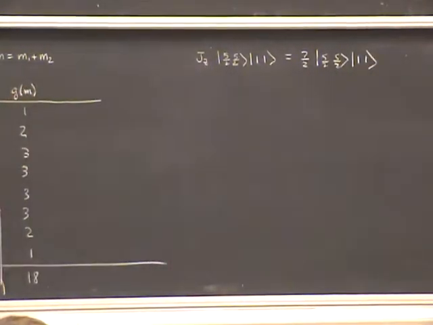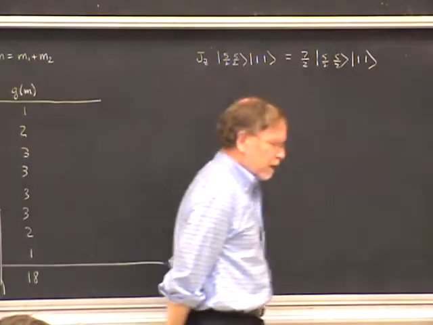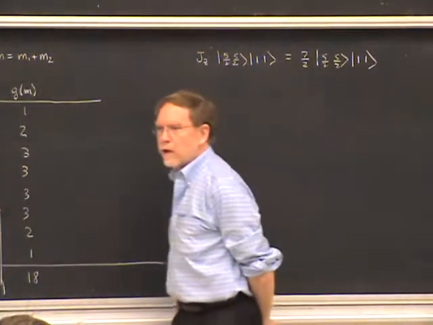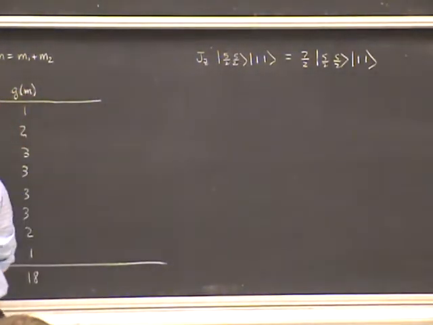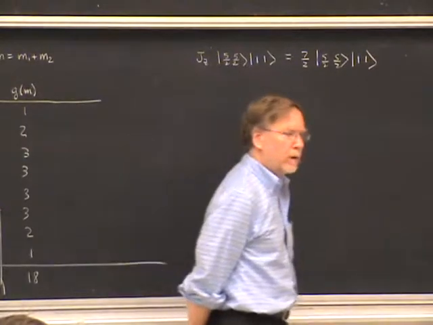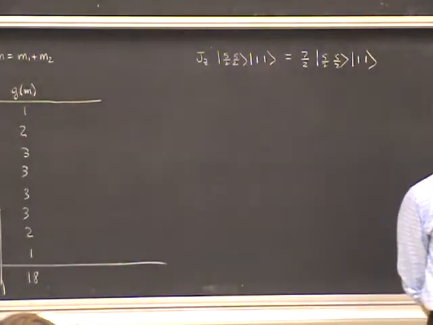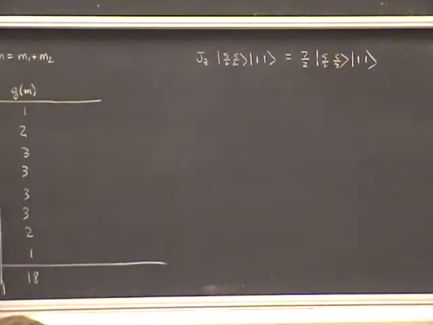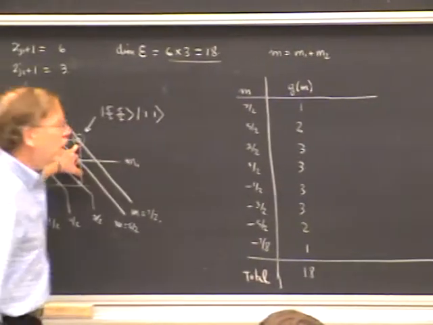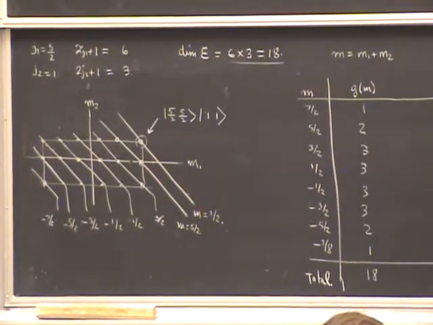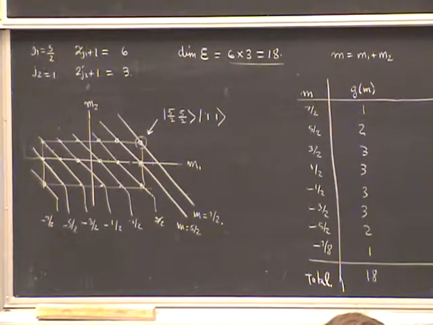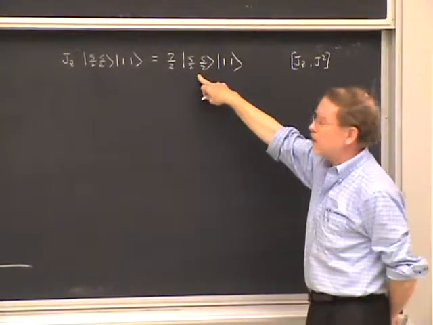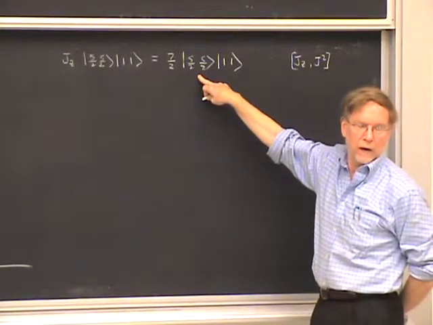Now, I want to remind you of a theorem that we discussed at the beginning of the semester. I think it was 1.5. It said that if you have a non-degenerate eigenstate of one observable, and if that observable commutes with a second observable, then it's automatically an eigenstate of the second observable. This applies in the present case because we have a non-degenerate eigenstate of jz, and jz, of course, commutes with j squared. So the result is that this non-degenerate eigenstate of jz must also be an eigenstate of j squared.